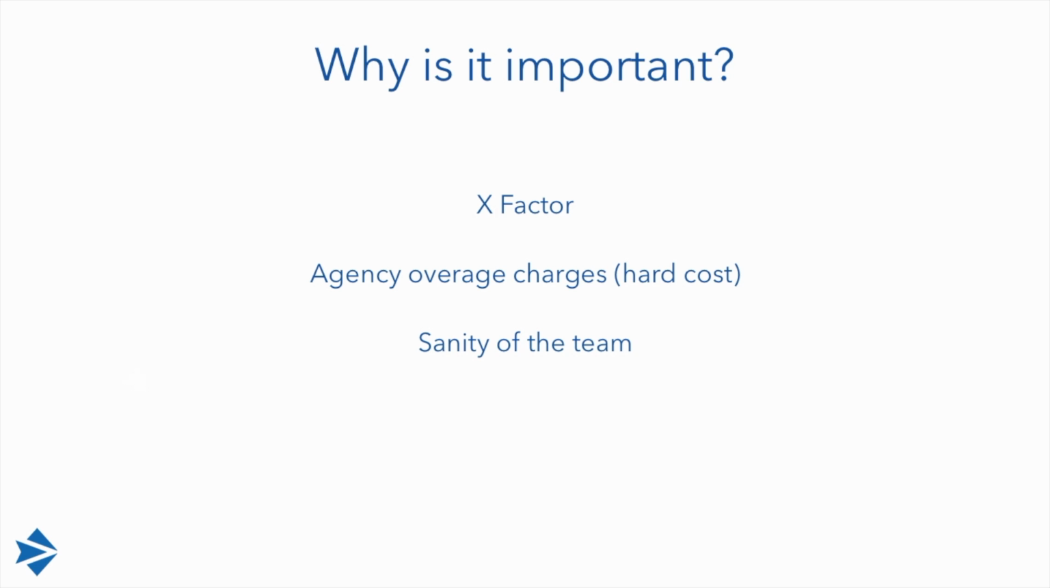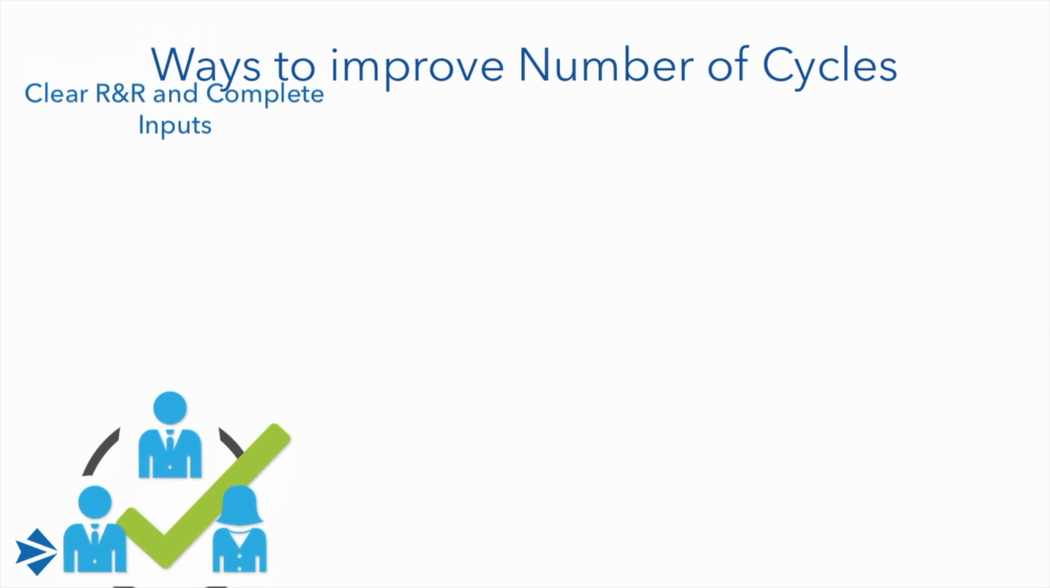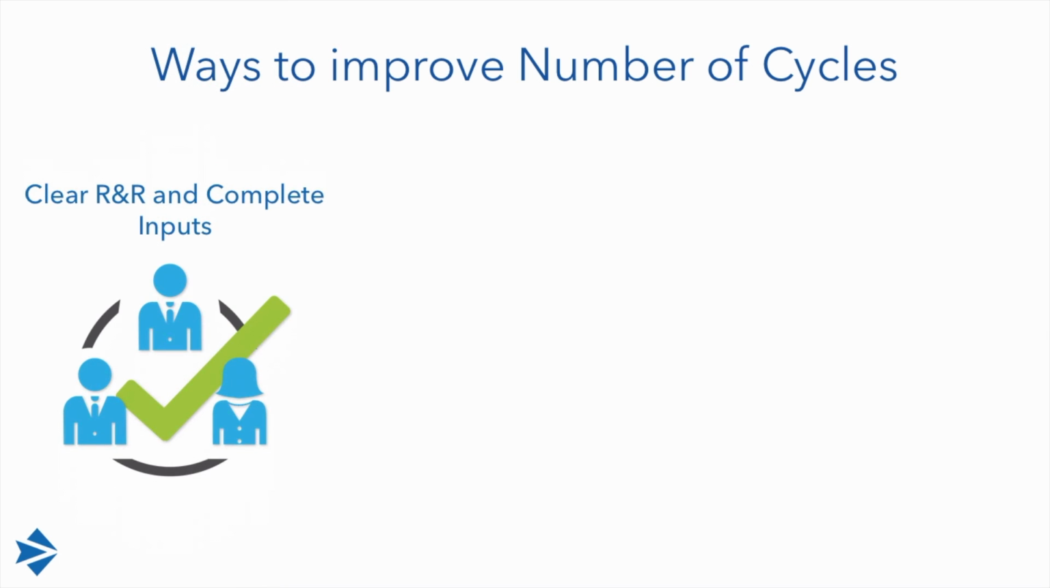And then lastly, and maybe most importantly on this list, is the sanity of the team. If people are having to look at things 4 and 5 and 6 and 7 times, then that's a lot of effort for the approval of one artwork. So the smaller the number, the happier the team is going to be.